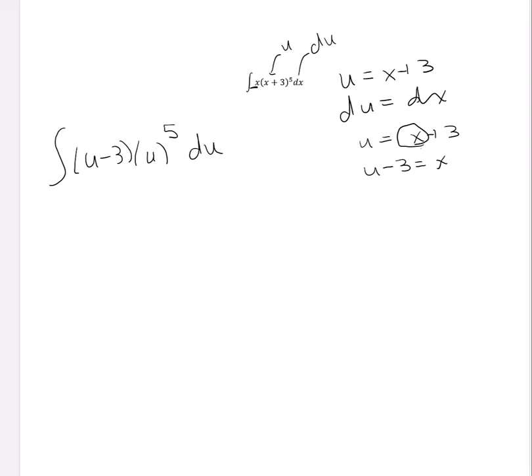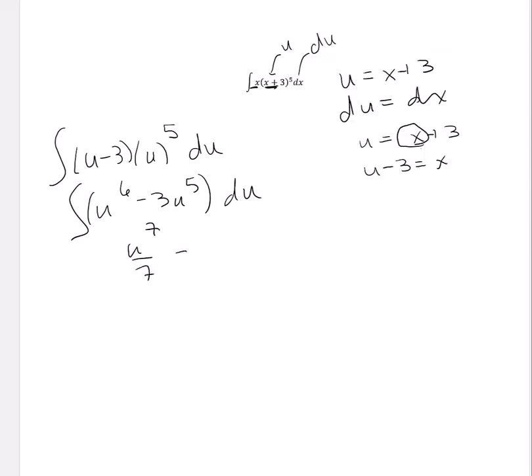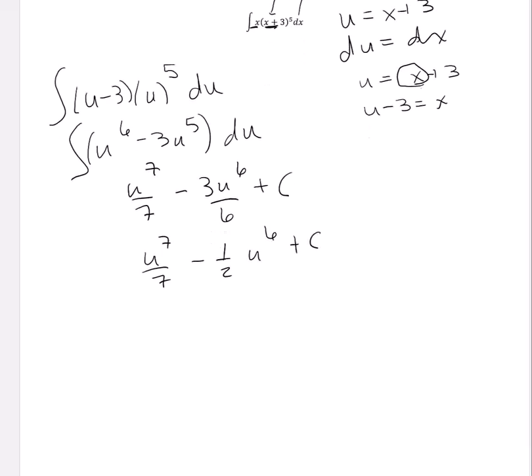Essentially what I did is I took the power and I made it go to a monomial. So the x plus 3, I can't put the 5 through, but when I have u to the power 5, I can. So now I can distribute. So I have u to the 6 minus 3u to the 5th du. This becomes u to the 7/7 minus 3u to the 6/6 plus c. This is u to the 7/7 minus 1/2 u to the 6 plus c. Remember, u is really x plus 3, so I have x plus 3 to the 7/7 minus 1/2 x plus 3 to the 6 plus c.